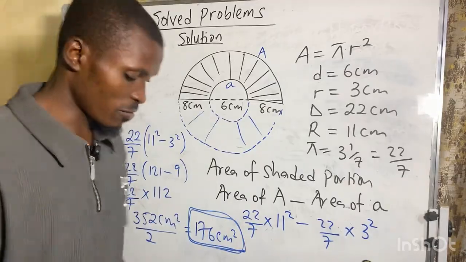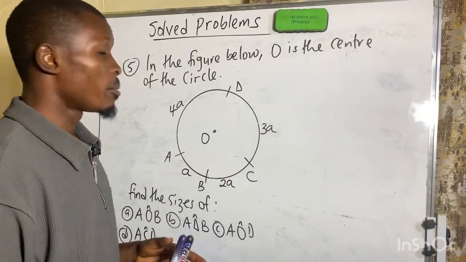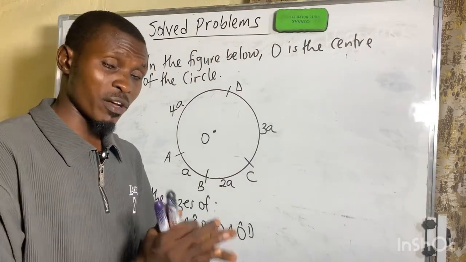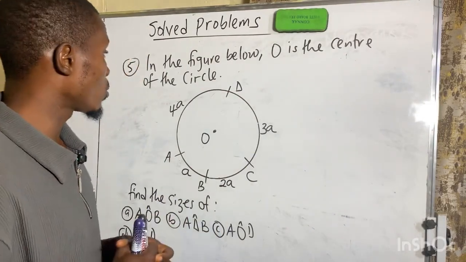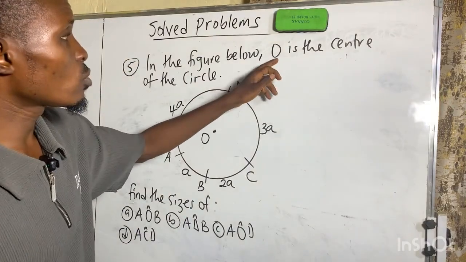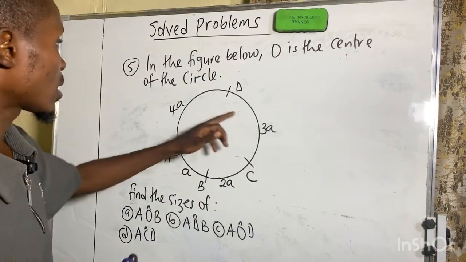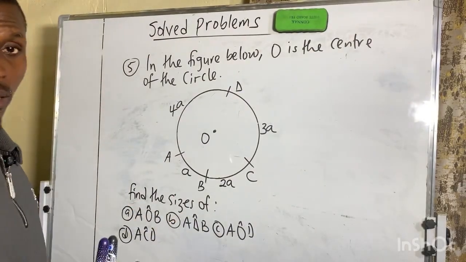So let's go to number 5. All right, now for the last question in this set, in our next video, we're going to take another 5 questions so as you understand the topic very well. Okay, now for this question, it says in the figure below, O is the center of the circle. This is the circle. Find the sizes of these angles.